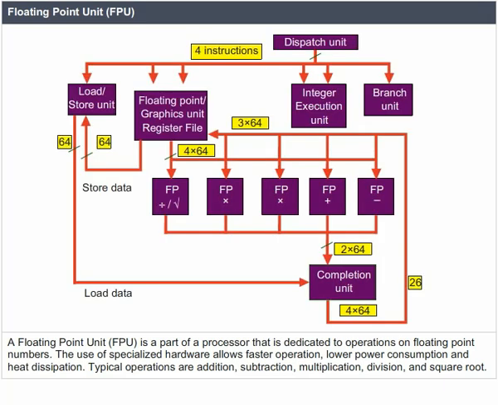Floating Point Unit. A floating point unit, FPU, is a part of a processor that is dedicated to operations on floating point numbers. The use of specialized hardware allows faster operation, lower power consumption, and heat dissipation. Typical operations are addition, subtraction, multiplication, division, and square root.